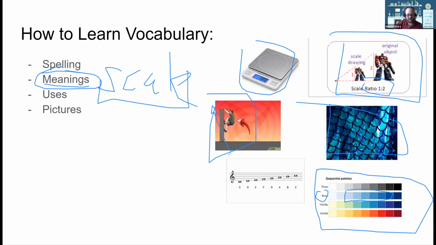But in music class, does anyone play any musical instruments? We talk about scales, right? Like, oh, this is in the scale of C, or this is in the scale of G. What does that mean?